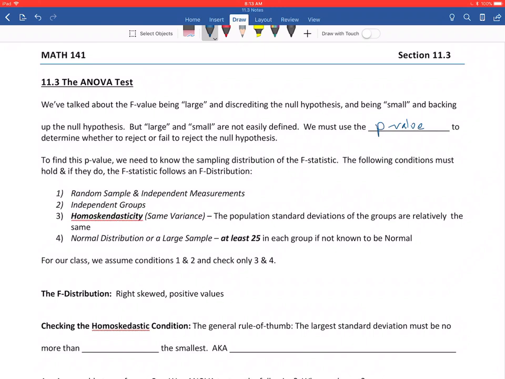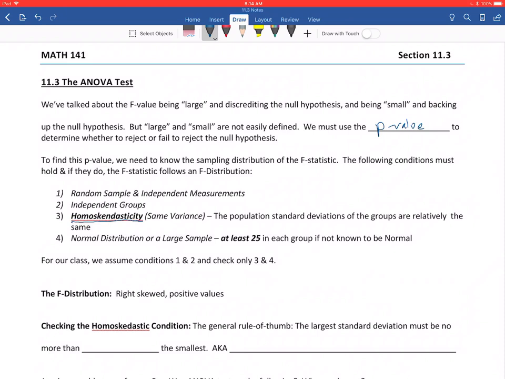I'm going to skip to number 4. Number 4 is the same as in chapter 9. We have to have either a normal distribution already, or a large enough sample, at least 25 in each group. And then the new one is this, and it's even underlined: homoscedasticity. It is a real word, and it's not spelled incorrectly here. What homoscedasticity means is that the groups need to have basically the same variance, so the standard deviations need to be relatively the same.